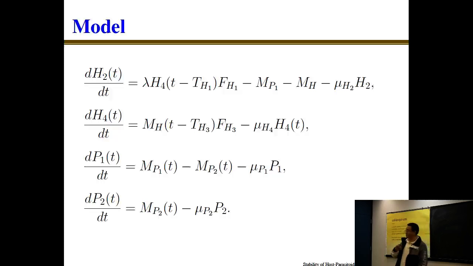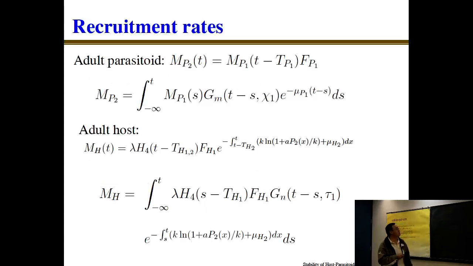MP2, that's the host in H2 stage, matures into H3 stage, and this is an immature parasitoid maturing into the adult stage, P2. So for these two terms, I just introduced the gamma distribution. Like MP sub 2, here I introduced the gamma distributed maturation, G sub M. Here M is the shape parameter, chi1 is the minimum maturation time for the parasitoid. It's basically just a shifted gamma distribution.